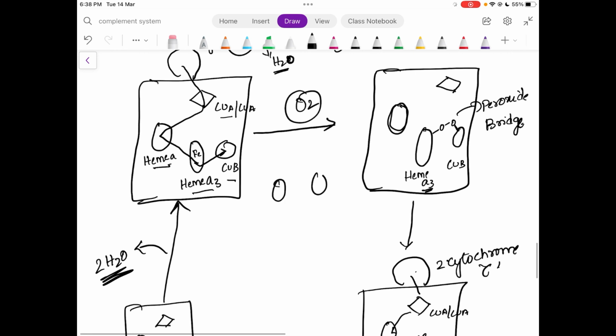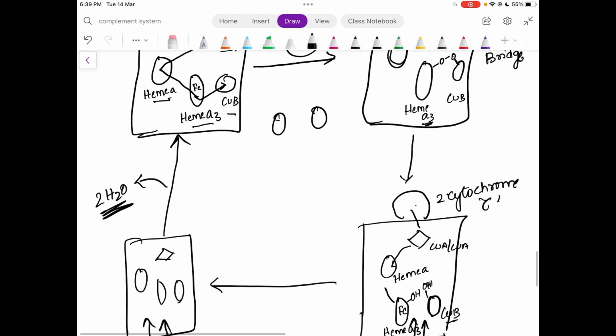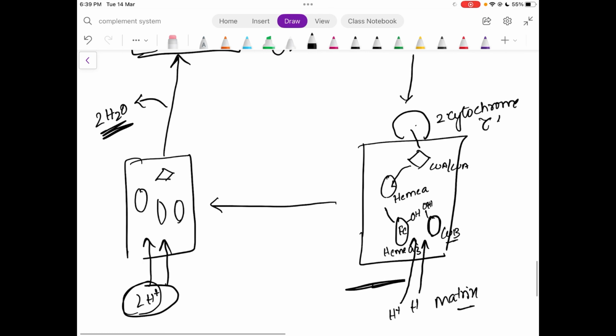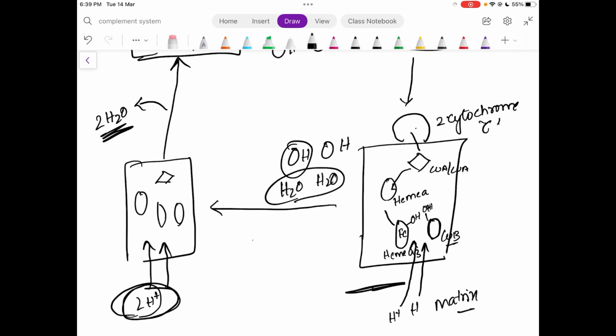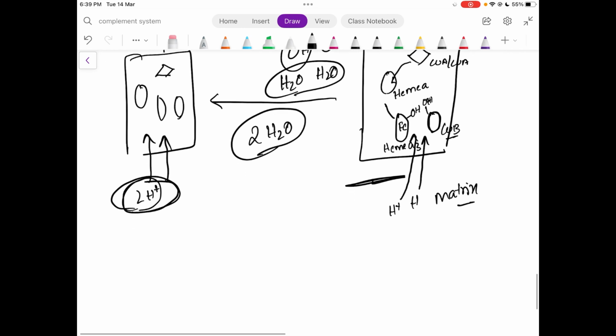O2 is converted into single O and single O, and we are getting H and H attached in this part. O is attached with H and H. Again two hydrogen atoms are taken up, and you are getting H2O and H2O. That means two water molecules are getting out.